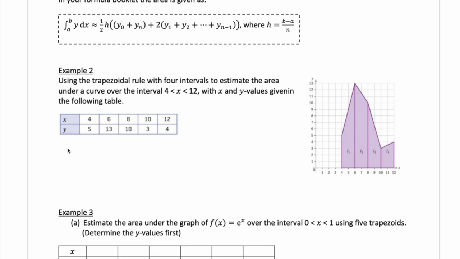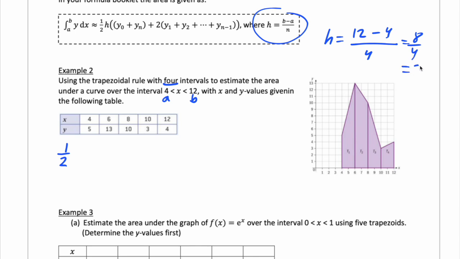Let's take a look at another example, and let's use the formula directly. So we'll have half. Now h, here's how you calculate it. h is b minus a, so we're going from 4 to 12. So 12 minus 4, divided by n, the number of intervals. We want 4 intervals, so we divide by 4. That is 8 divided by 4, which is 2. So our step size is 2, and you can see in the diagram we're going up by 2 each time: 4, 6, 8.